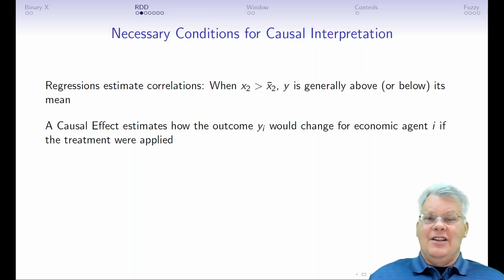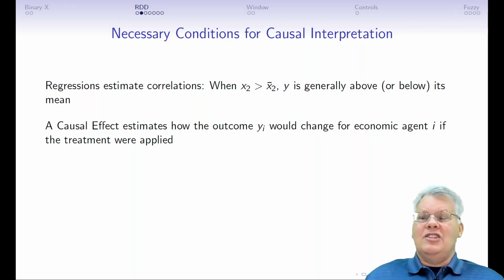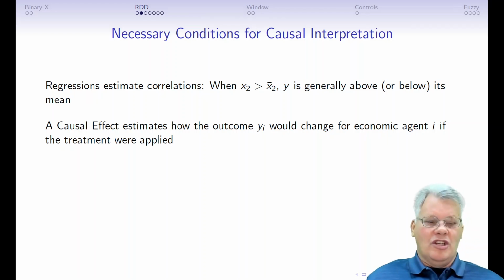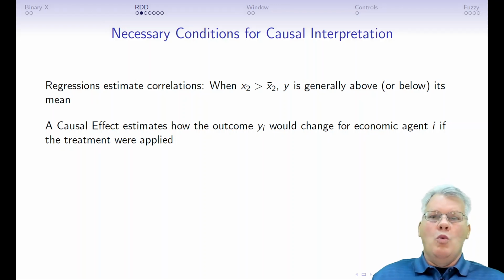What is necessary for this to be considered causal? What I mean by a causal interpretation, it's almost an antiseptic experimental type interpretation, right? So if we have an honest-to-goodness causal effect, what that means is if we drew a person at random from the population and applied the treatment to them, we are estimating how that treatment would affect their outcome of interest.